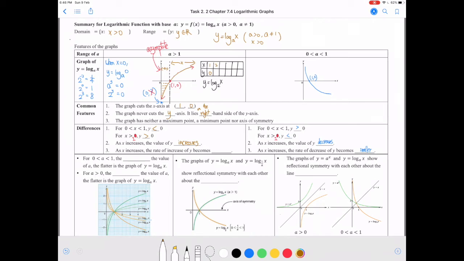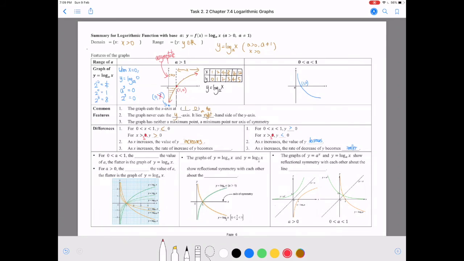How about when x is 2? 2 to the power of 1 is 2. How about 4? 2 to the power of 2 is 4. Then 8 gives 3, 16 gives 4, 32 gives 5. Now we've got 6 ordered pairs.